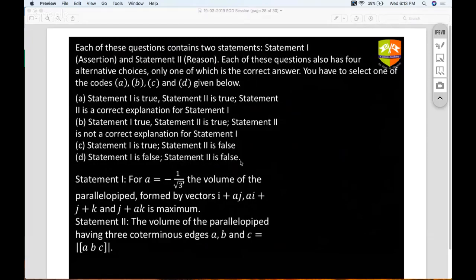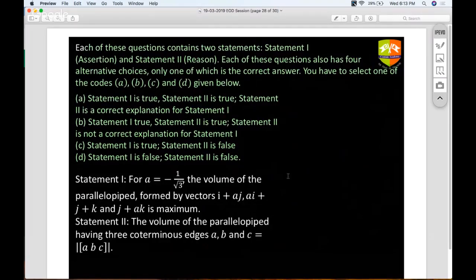Okay, so ignore this. This is just the repetition. Ignore this part. Just do the question itself.